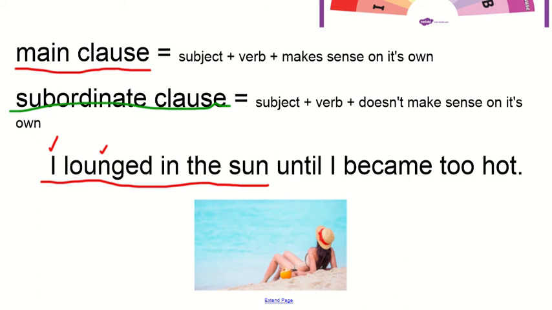And hopefully you spotted that the subordinate clause is until I became too hot. Again, it has a subject, I, and it has a verb, became. But this time it doesn't make sense on its own. If this was the start of my sentence, until I became too hot, well, what happened? We need some more information to understand that subordinate clause.